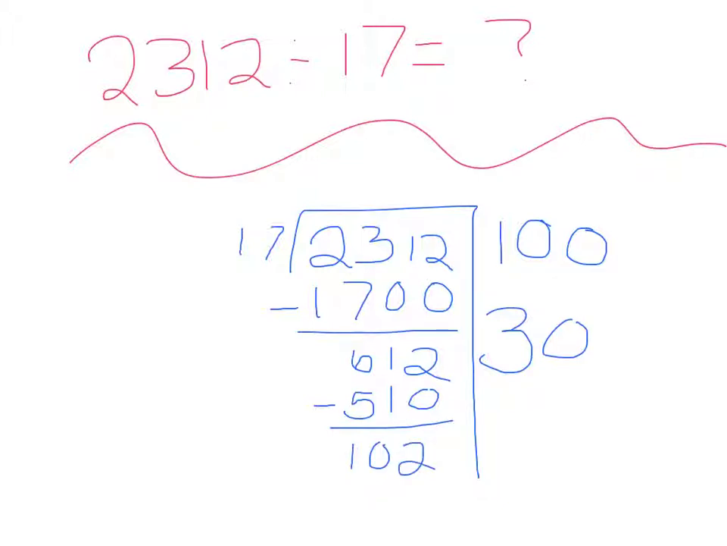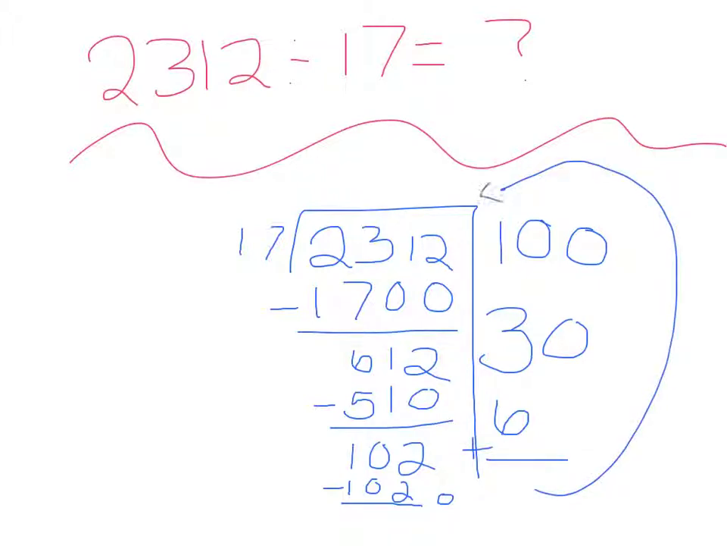And then you have to figure out how many times 17 can go into that. Luckily, there is exactly 6 17s in 102. So once you find out that answer, which is 0, so you won't have a remainder, you can add up those and find your quotient, which would be 136.